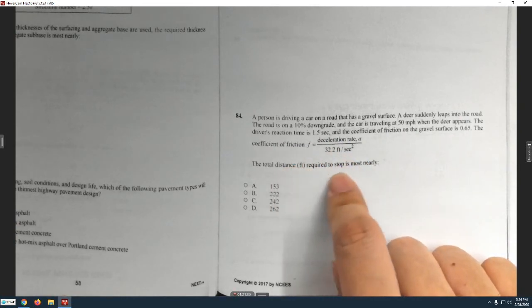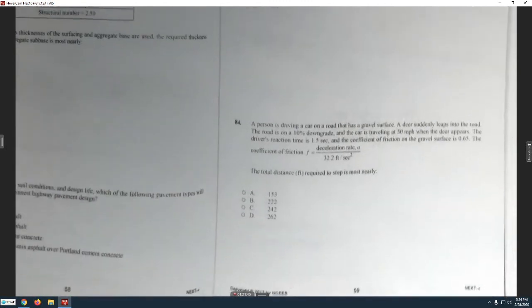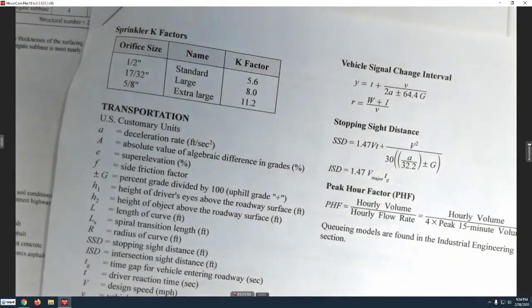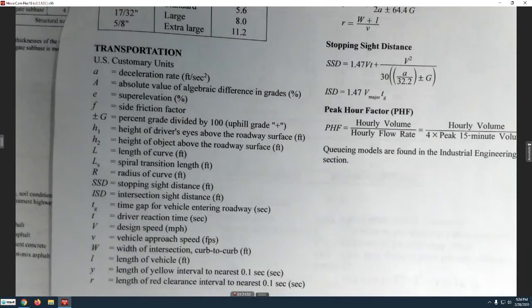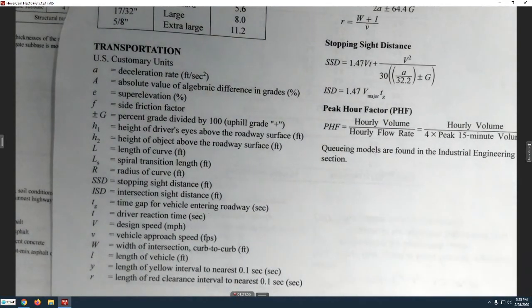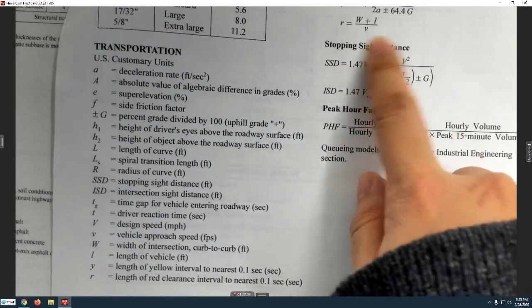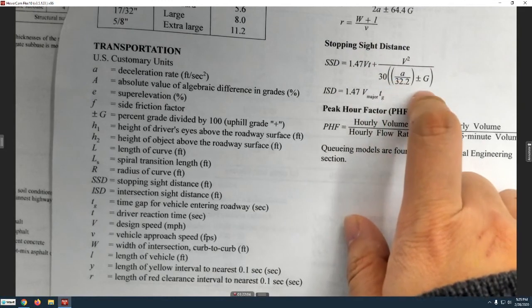The question asks for the total distance required to stop. So this is the stopping sight distance, braking distance. The reference book is also, you can find it here, on page 175, the stopping sight distance. The equation is here. Okay, plug in all the numbers.